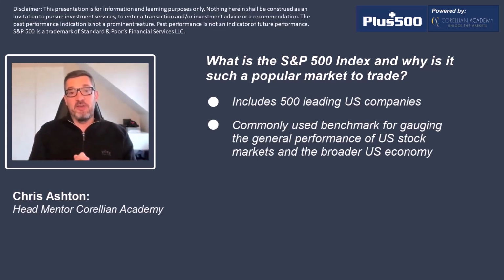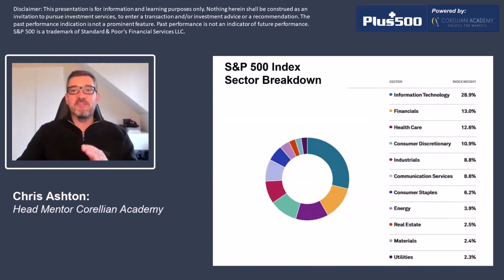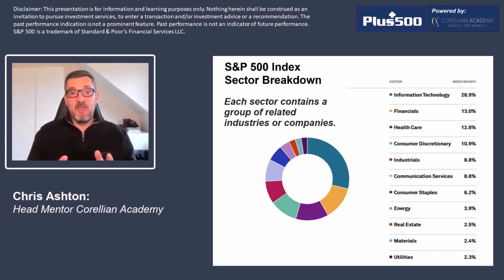On Friday, the 23rd of February, 2024, the S&P 500 index hit a new all-time high, giving it a total value at that time of around a colossal $42.5 trillion. If we look a little bit deeper into the S&P 500, we can see it's divided into several sectors, each representing a different segment of the US economy. Each sector contains a group of related industries and companies. And now the weightings of each sector in the index, which you can see on the screen now, can change over time as the performance of the individual companies and industries within those sectors fluctuates.